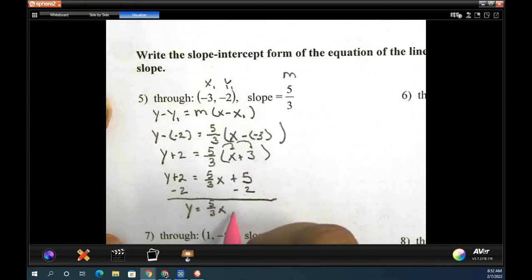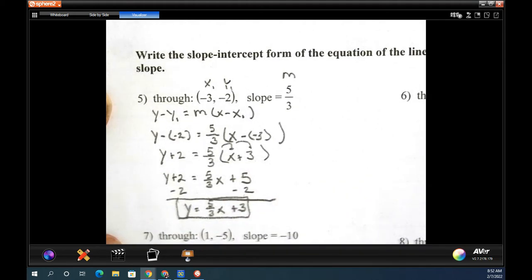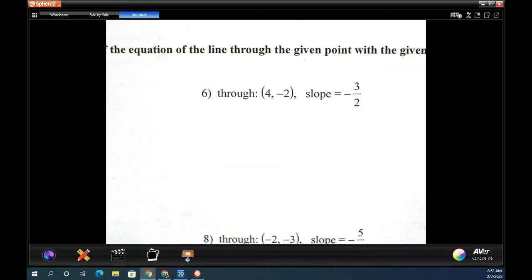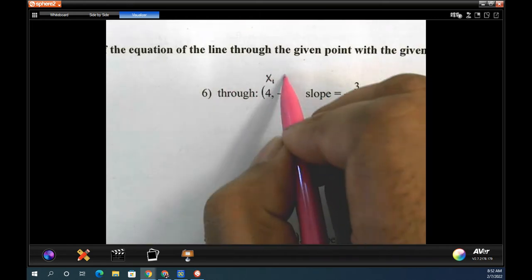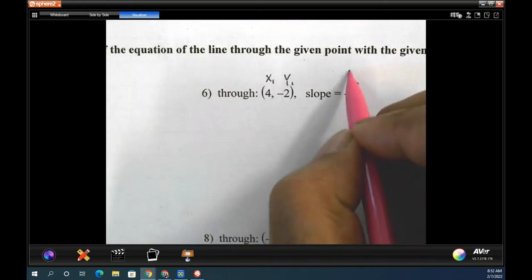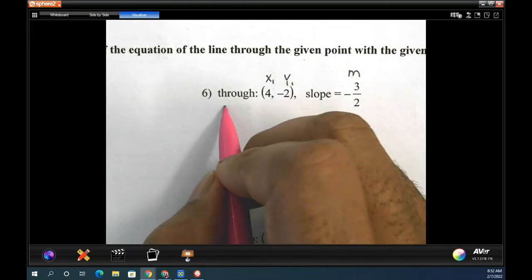5 minus 2 is 3. There's your answer right there. All right. Let's look at number 6. Here's your x1. There's your y1. There's your m. So start with your formula.